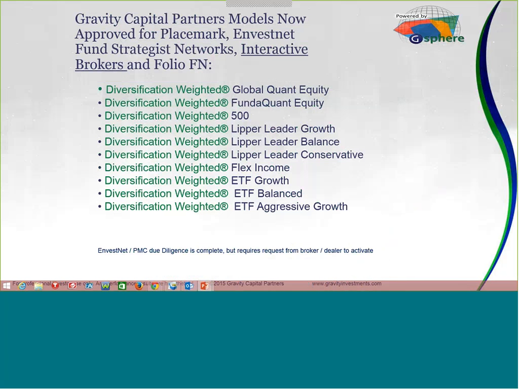Gravity Capital Partners, our models are now approved for Placemark, which opens up the door for us to work through Fidelity, TD Ameritrade, Charles Schwab and Company, Pershing, and Royal Bank of Canada. We're also on InvestNet, Fund Strategist Networks, and we have a very strong strategic relationship with Interactive Brokers. We really like Interactive Brokers because they were rated number one by Barron's for their online trading. They have great technology. We love their technology, and we love the economics of Interactive Brokers.